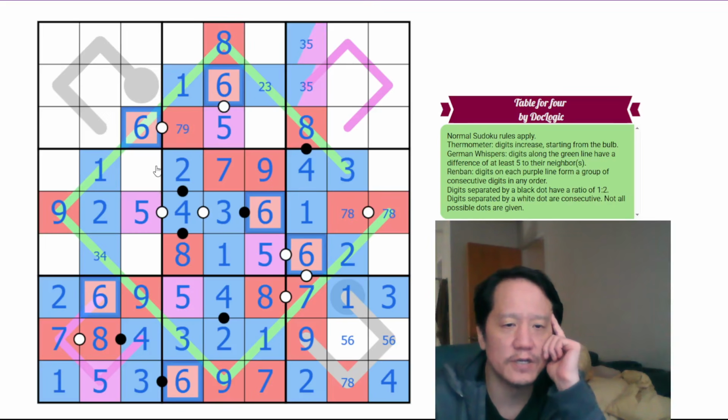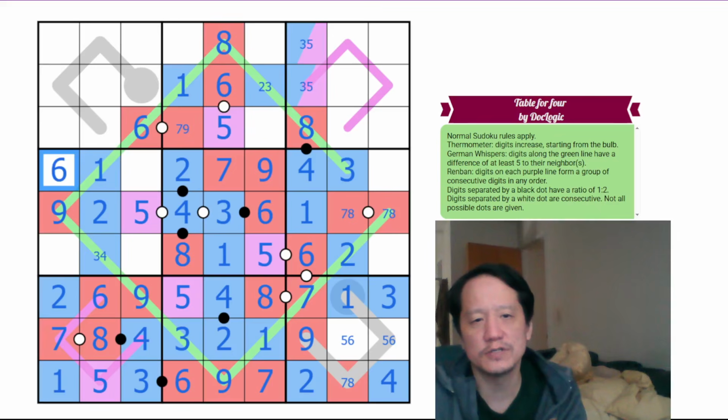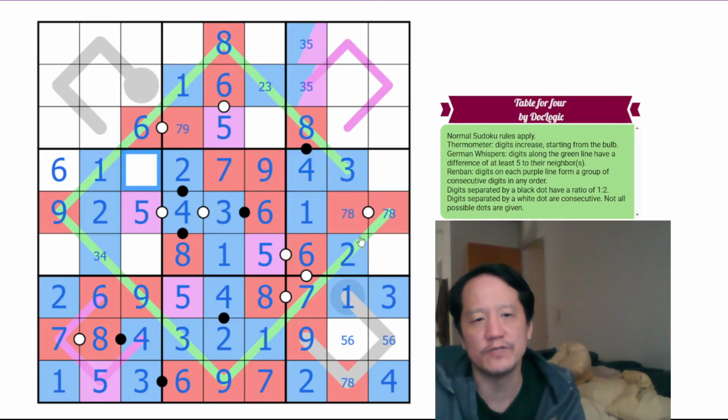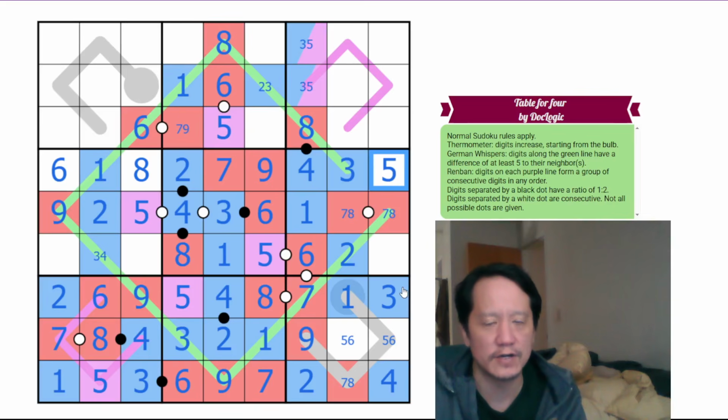Where is 6 in row 4? Cannot be here because of 6 in the box. Can't be here because 6 in the column. This is filled out, so 6 has to be there. We have 5 and 8 remaining in row 4. This can't be 5, though, because of 5 in the box, so this is 8, which makes that 5. That leaves the remaining digit in this right central box as a 9.